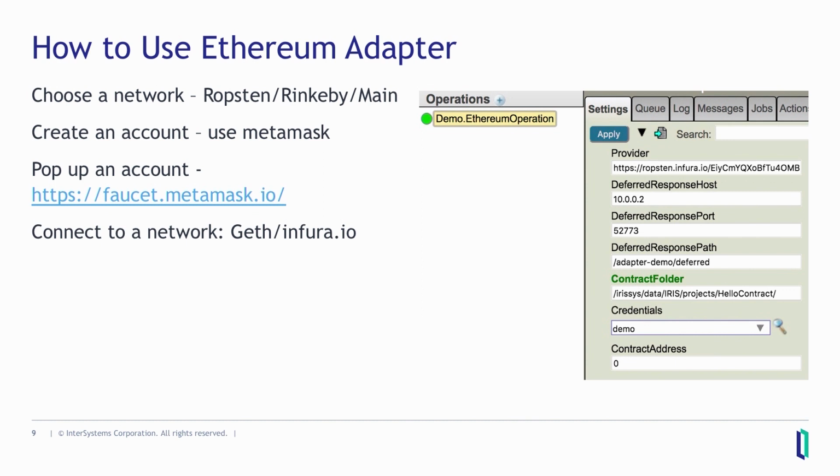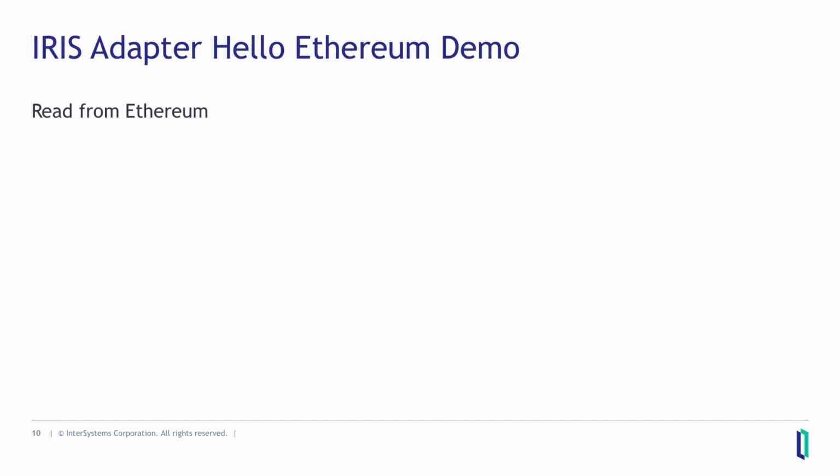So you're almost ready, and you just choose the way you would communicate with the Ethereum network via the InterSystems IRIS interoperability Ethereum adapter, either with a local node or with Infura.io, and start to do this.